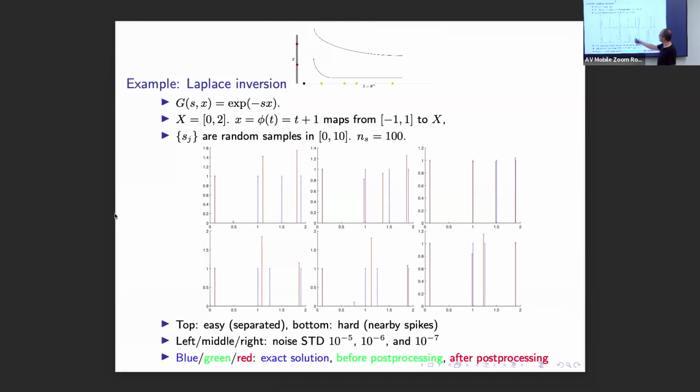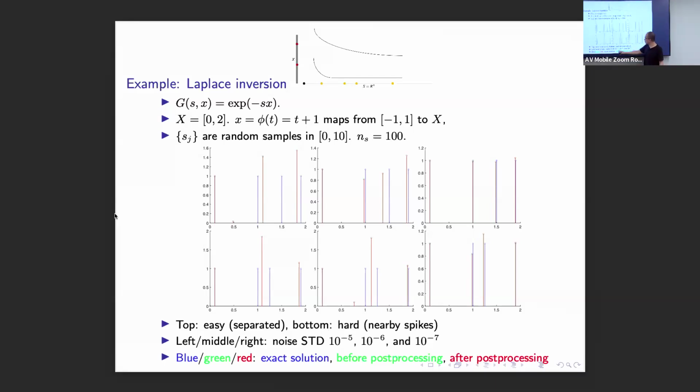And the sampling location is between 0 and 10. If the decay rate is 2, then by the time you go to 10, you have the exponential e to the minus 20. So actually, you don't see the signal at all. Okay, so I put 100 sampling locations. And again, simple, hard. In the simple case, you see all the spikes are well separated away from each other. It's clear to see this picture. And in the harder case, you have 2 spikes which get a bit close. It's not very close, but this is really a hard problem. Even that is very hard to detect.